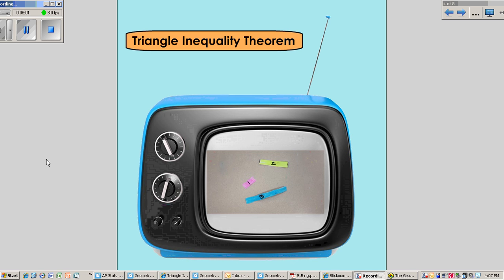Now that we've taken a look at the relationships between the angle measures and sides in a triangle, let's talk about the triangle inequality theorem. And to get us started with that, we will take a look at a short little video.